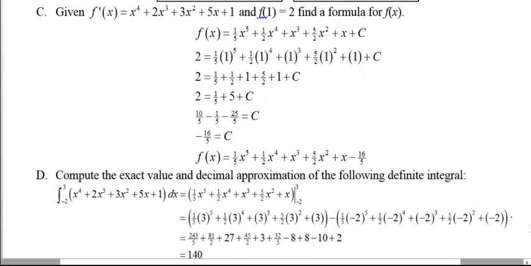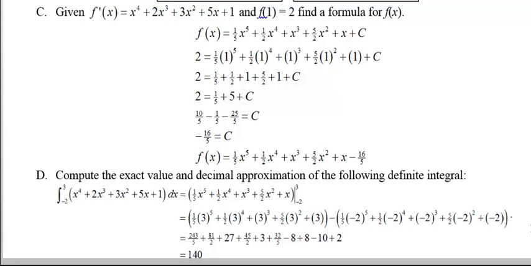Alright, here's another way we could phrase this. Suppose we are given that f prime is that original function, x to the 4th plus 2x cubed plus 3x squared plus 5x plus 1, and we know f of 1 is 2. Find a formula for f of x. Well, we know a formula for f of x must be one of the antiderivatives. So it looks like 1/5 x to the 5th plus 1/2 x to the 4th plus x cubed plus 5/2 x squared plus x plus c for some c.